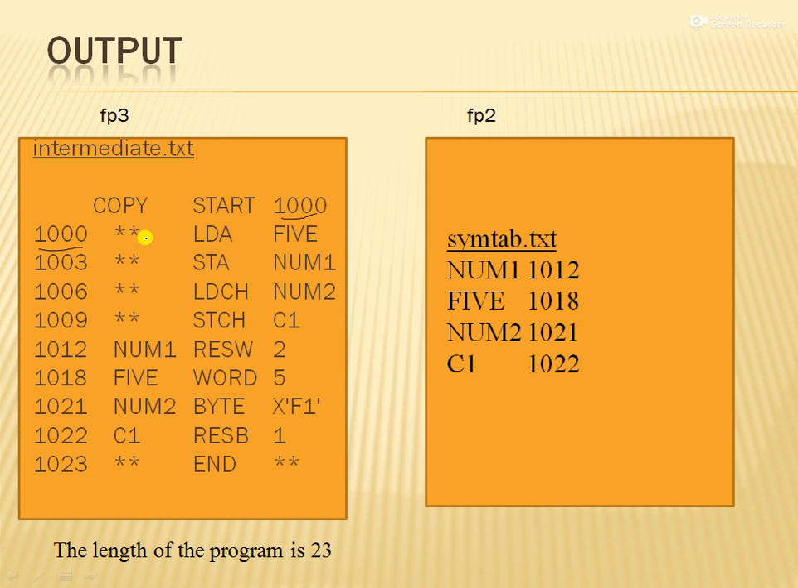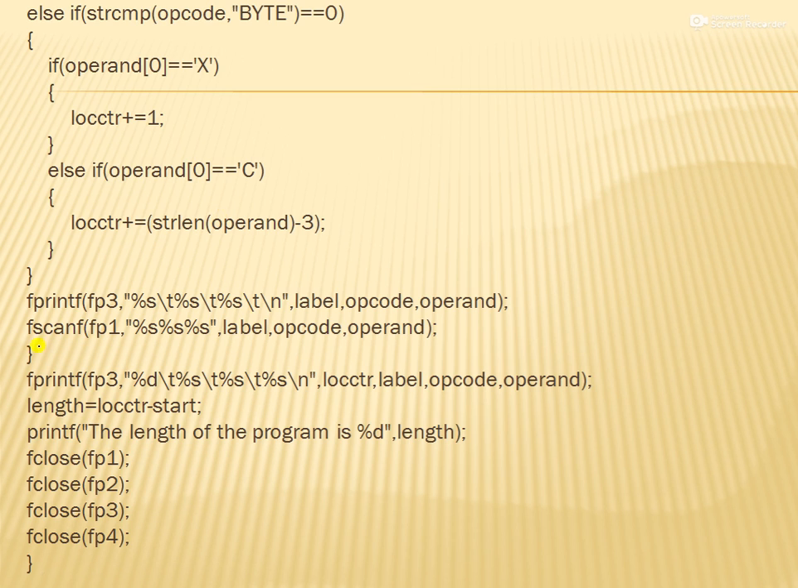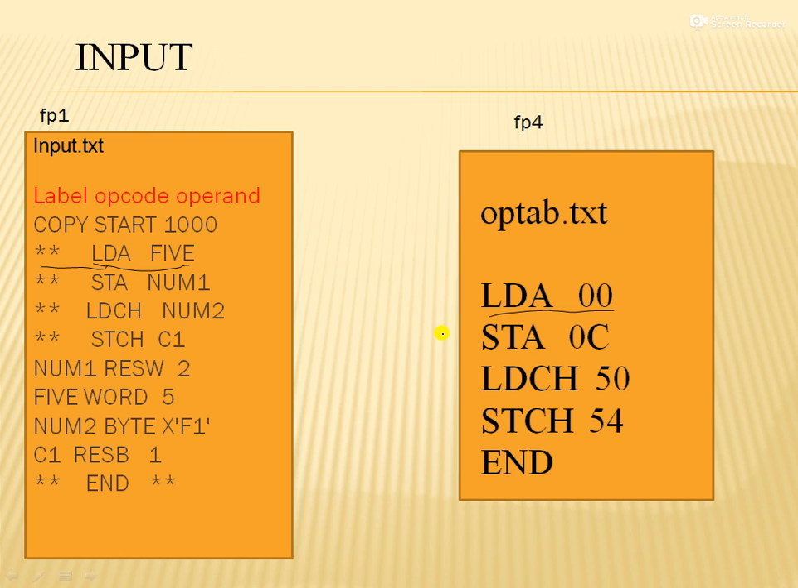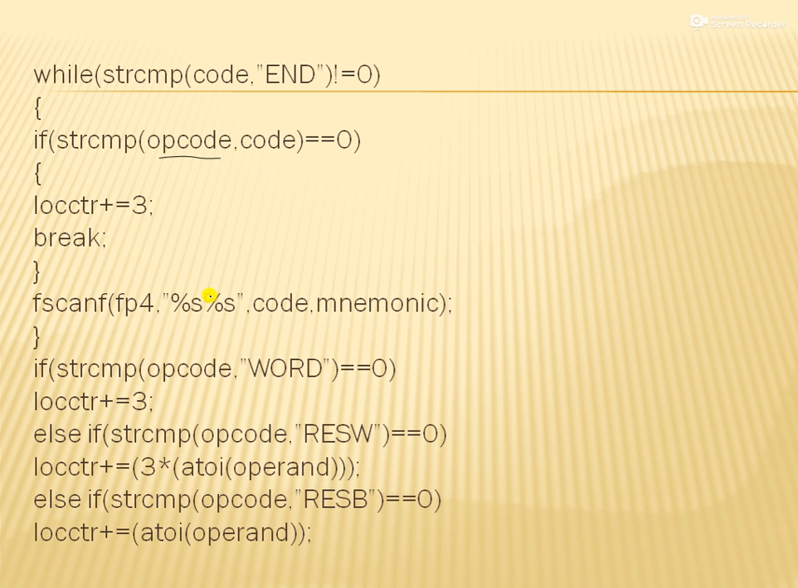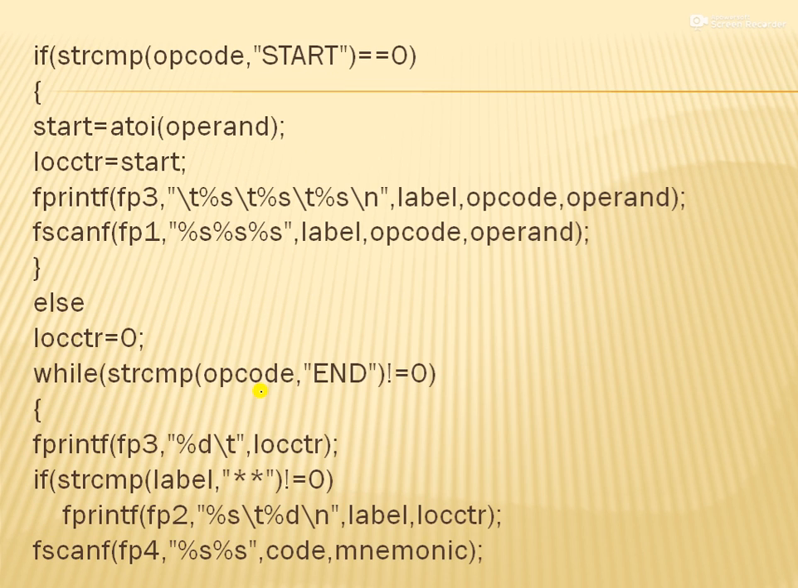So you can see the next line after 1000, the star LDA 5, because label it is star and LDA is opcode and this is operand. So it will be written like this into the intermediate text. So you get the second line of the intermediate text. Okay. So after that, you are reading the next line of the input text, label opcode operand. So next line means you will be reading now this STA num1. Okay. So the same process is repeated. Here you are checking whether this opcode is n. It is not n.